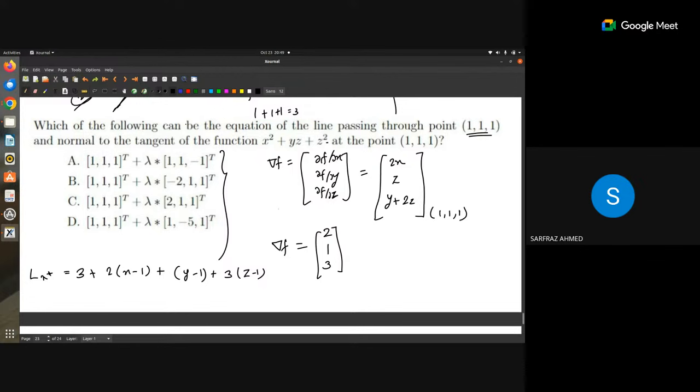Actually, what the question is saying is that the line is passing through 1, 1, 1 and normal to the tangent at point 1, 1, 1. So, where the tangent of the function at 1, 1, 1 will be different from 1, 1, 1, right? Okay. So, I'll try to explain it this way. Fine. We just need to find the tangent at 1, 1, 1 and we are done, I guess. No.